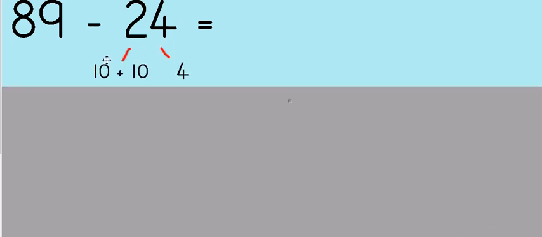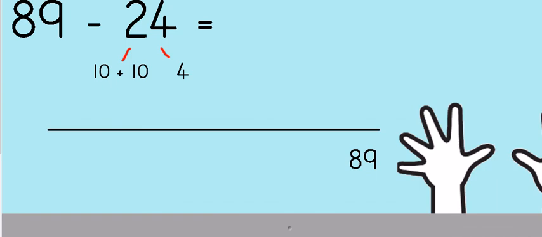Okay, it's a subtraction question now. 89 take away 24. So first of all, let's split up that smaller number into tens and ones. Well done, 2 tens and 4 ones. What's next? Draw a number line. 89 is my biggest number, so it's going to go at the end of my number line so I can count back.